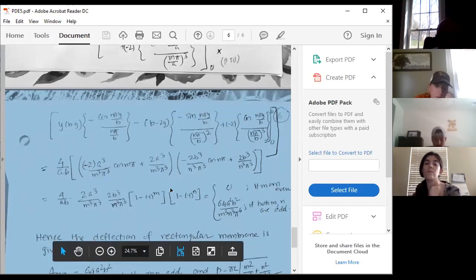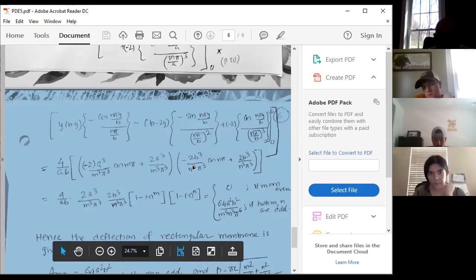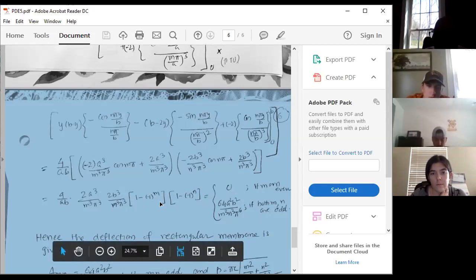1 minus minus 1 to the power n. If m is even, what will happen? 1 minus 1 is 0. Everything is gone. If n is even, what will happen? Everything is gone because 0. Agree? M or n, I put the word or. M or n even, everything is 0. If any one of these is even, or both are even, everything is gone.